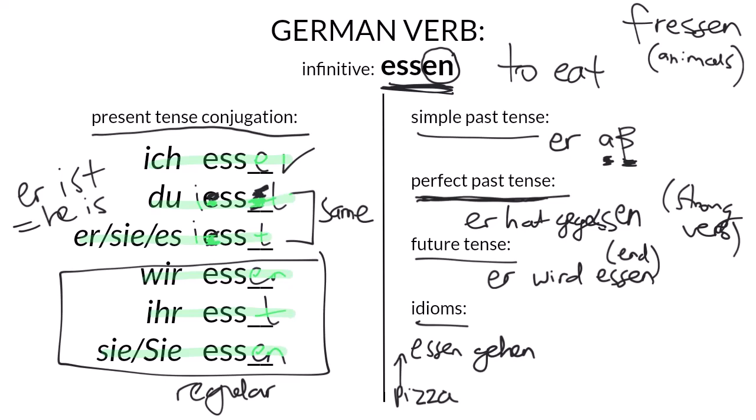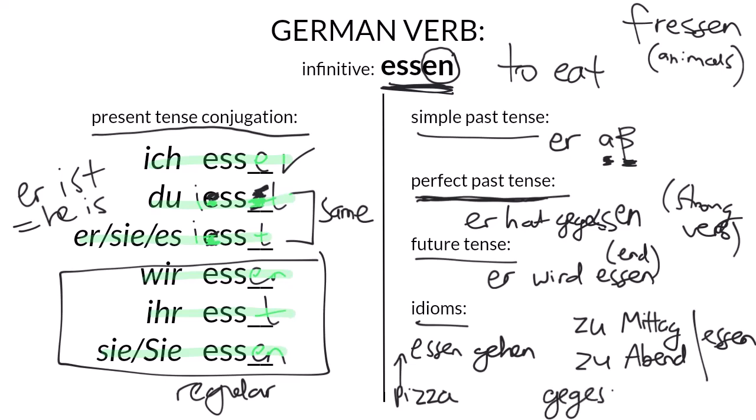Essen is also used for lunch and dinner, the verbs to have lunch or to eat lunch and to eat dinner. And we just say respectively zu Mittag essen or zu Abend essen, both of those finishing with the verb essen. And finally, an interesting one, if you say that something is gegessen, die Sache ist gegessen, or das ist bereits gegessen, you're saying that that's all over, that's finished, that's done with. Literally, it's eaten up, but you're actually saying it's done with, it's over with.